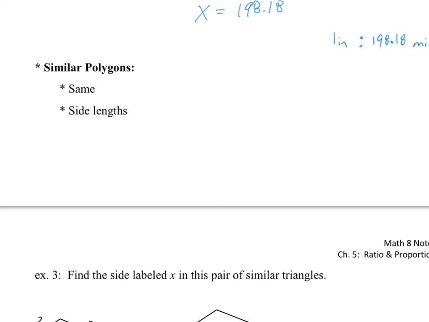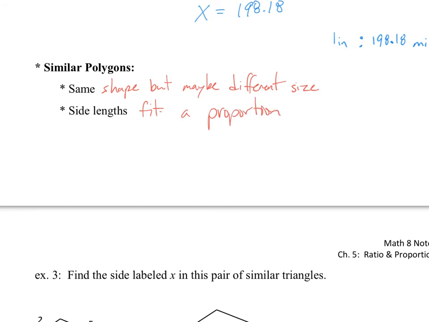Similar polygons. You know what a polygon is? It's a shape. It's got to have at least 3 sides. So a similar polygon is the same shape, but maybe different size. It can be the same size, it'd be similar still, but it'd be same shape, different size. When you have similar polygons, the lengths of the sides fit a proportion.